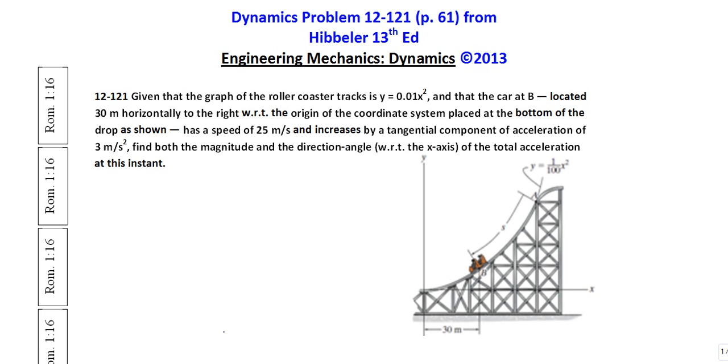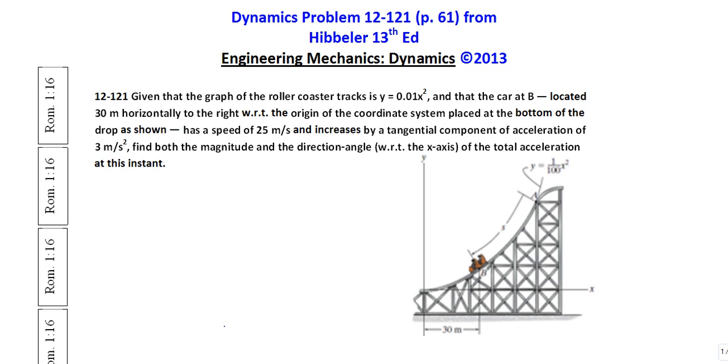We're going to do another dynamics problem today. It's also related to kinematics, and in today's problem we're going to be looking at a curvilinear type of motion. The last problem we looked at was a projectile type of motion. And here is a problem that I've selected out of Hibbeler's 13th edition textbook titled Engineering Mechanics Dynamics, copyrighted in 2013. Problem 12-121, found on page 61.